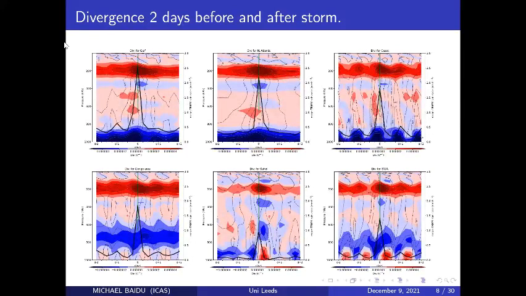So this is actually describing, we're trying to look at the environment, okay, 2 days before a storm arrives in each of the locations.